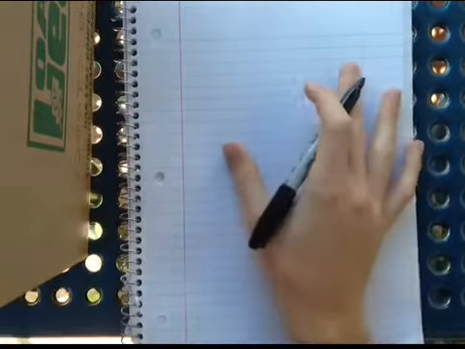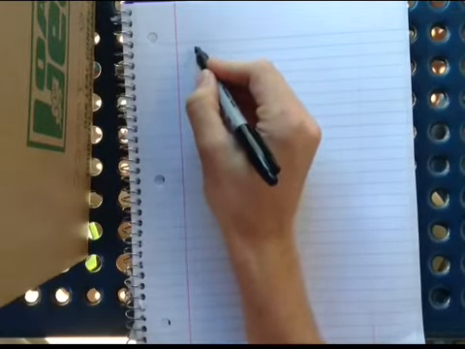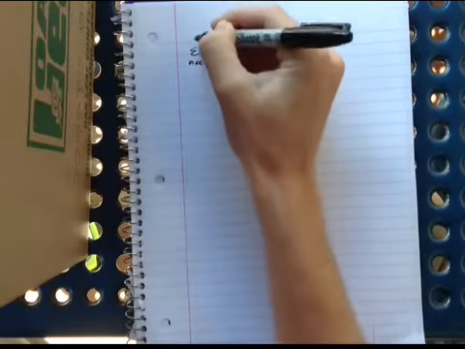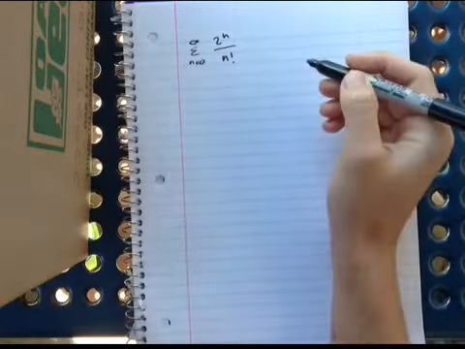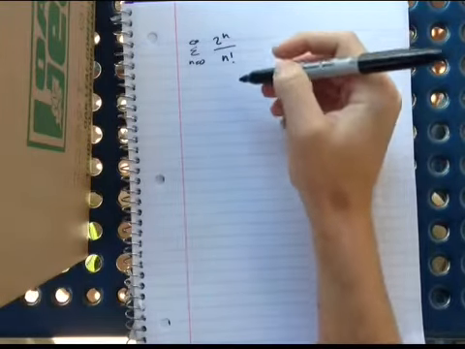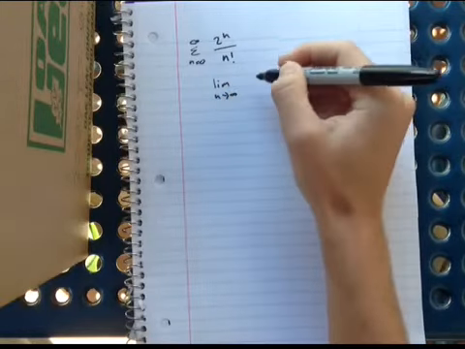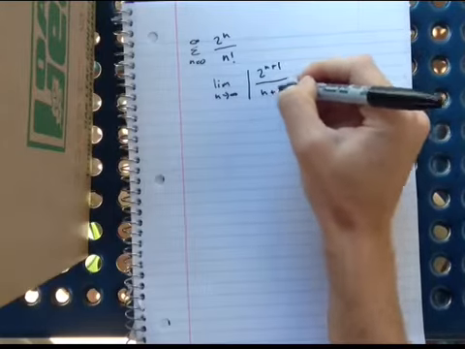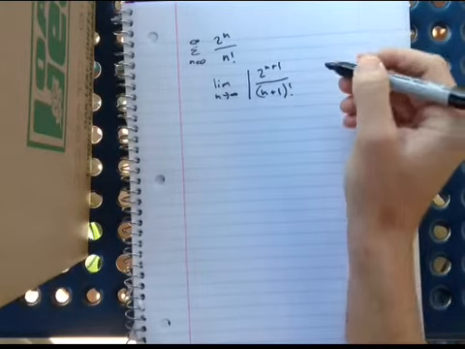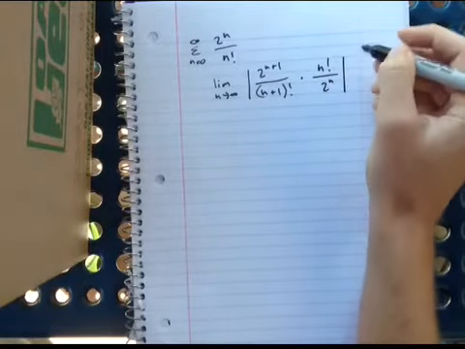So, now that we've seen how the ratio test works on a broad level, why don't we try some examples? We'll start with the first one. Here we have the sum as n goes from 0 to infinity of 2 to the n over n factorial. When you write it out and apply the ratio test, you get the limit as n goes to infinity of the absolute value of 2 to the n plus 1 over n plus 1 factorial times n factorial over 2 to the n.